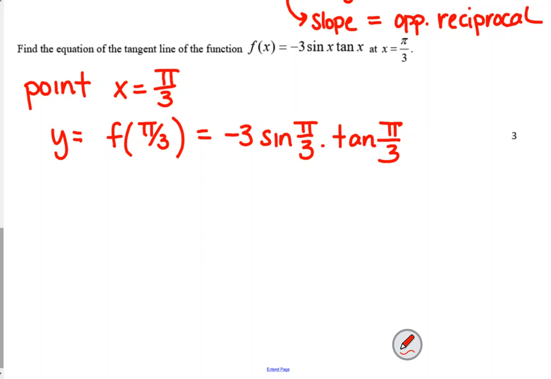So to get my point, I have the x given. I find the y by plugging the x into the original function, the function that we're making the tangent line towards. Okay. Pi/3, 60-degree family. I still think degrees sometimes. 60 degrees, or pi/3, up higher on the unit circle.